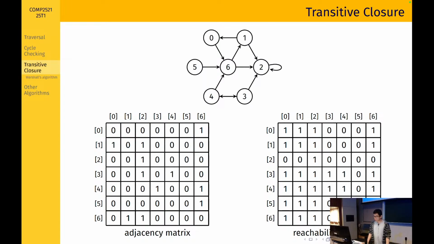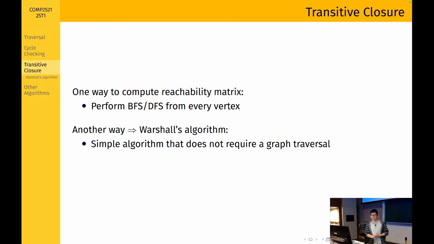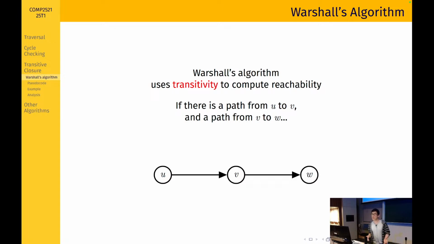Okay, so one way we can compute this matrix is to perform a graph traversal from every vertex in the graph. We can perform a BFS or DFS, and every time we do a BFS, we fill in one row of the matrix. But another way of doing it, which is much more interesting and actually much simpler, is something called Warshall's algorithm. Warshall's algorithm isn't a graph traversal. What it does is it relies on transitivity.